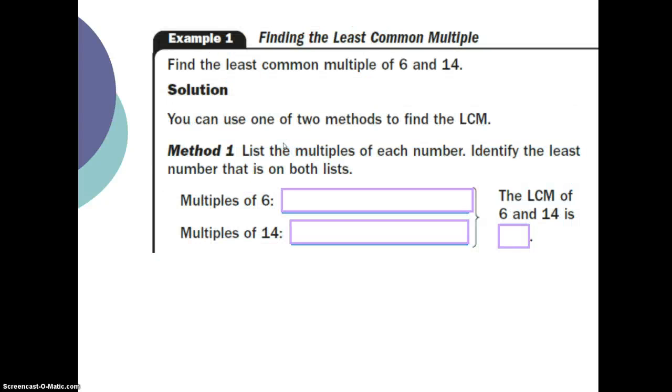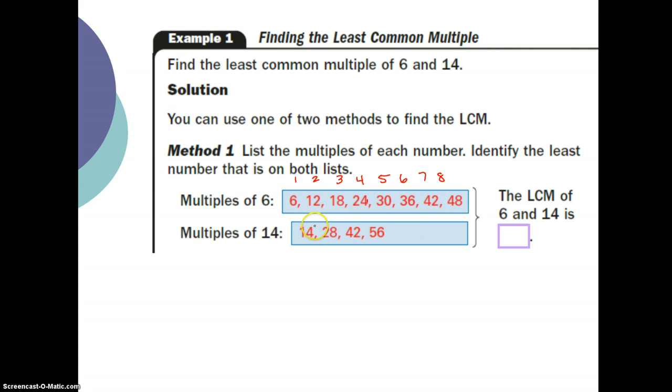Find the least common multiple of 6 and 14. There's a couple methods. The first one is to just list them like I just did. So you have a chart where you're multiplying those two numbers. So 1 times 6 is 6, 2 times 6 is 12, 3 times 6 is 18, 6 times 4 is 24, 6 times 5 is 30, 36, 42, and 48. For 14, 14 times 1 is 14, 14 times 2 is 28, 14 times 3 is 42, 14 times 4 is 56.